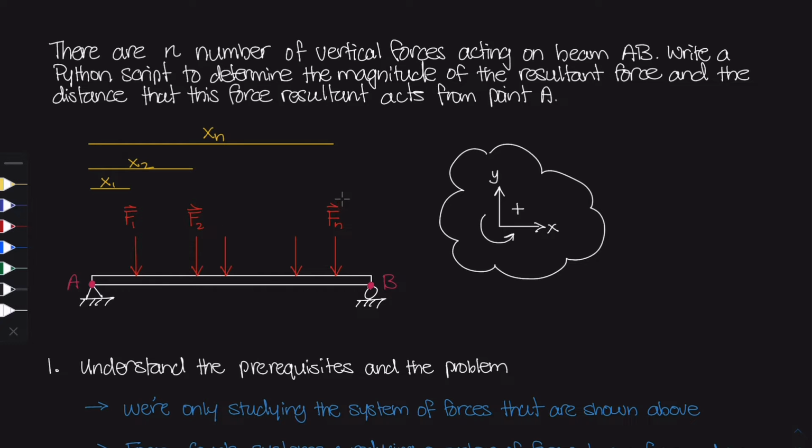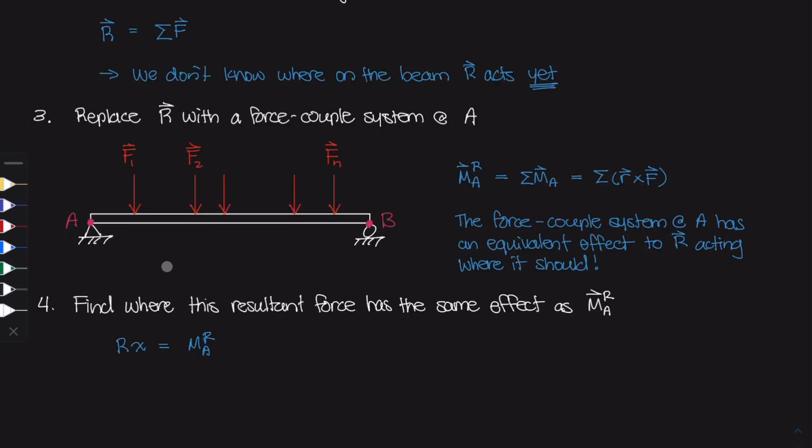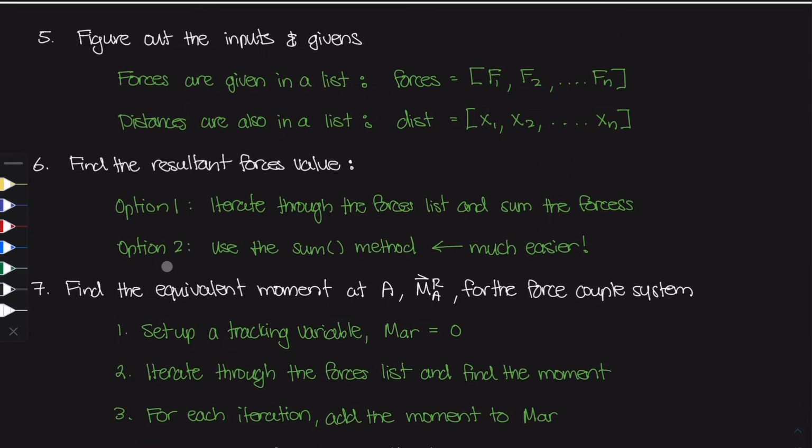And the idea of this problem, or what we need to do, is find a resultant force of all of these F forces and figure out where it's acting from point A on this beam. So in the algorithm part, the very first step was to figure out the force lists and the distances lists. So I'm going to go ahead and do step one here, which is define our input.